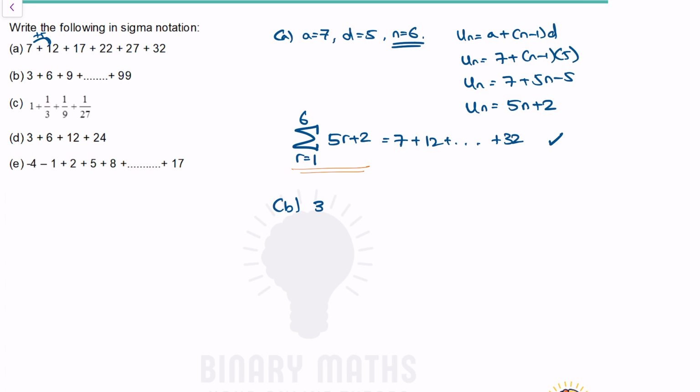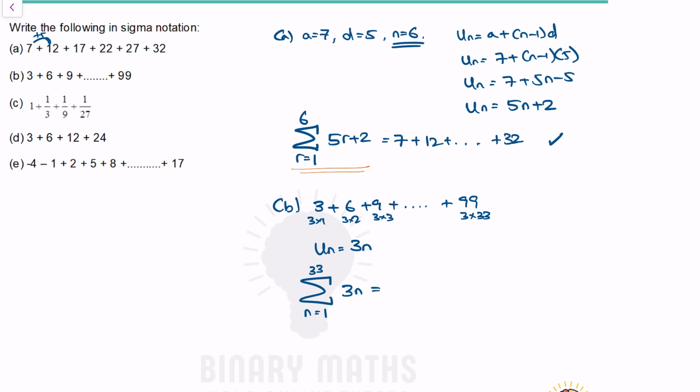So it's 3 plus 6 plus 9 plus all the way up to 99. Then I know this is 3 times 1, this is 3 times 2, this is 3 times 3, and this is 3 times 33. So if I want to write it as an expression, this is the un is equal to 3 times n. So that means if I were to write it as a summation, it was sum of 3n, where n starts from 1 and goes up to 33.